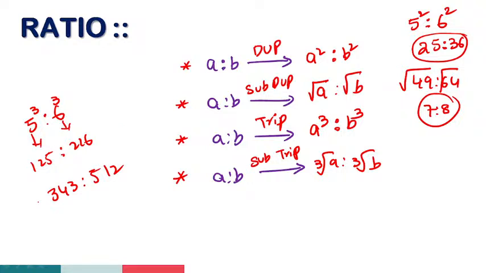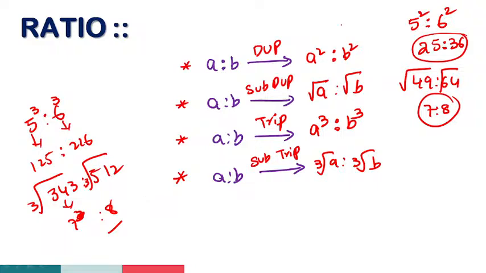What is the formula, guys? Cube root of 343 and cube root of 512. Cube root of 343, how much? 7 cube. And 512 is which cube? 8 cube. Then the answer is 7 is to 8. Clear, guys, all of you?